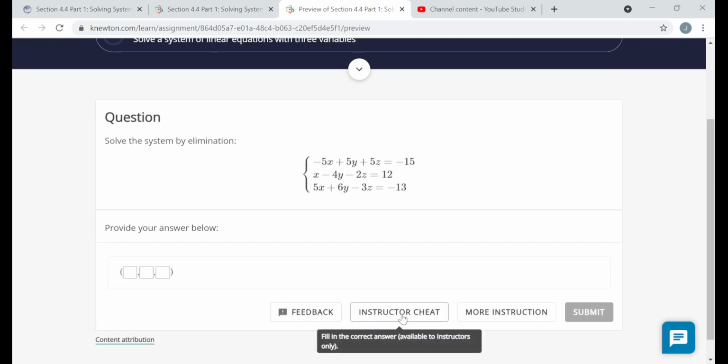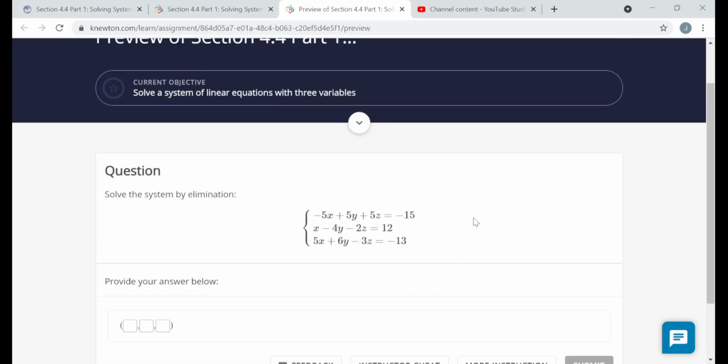You will not see the instructor cheat button. Right? You won't see this. And then you'll have a more instruction button, right, which you click on when you're struggling with a question or an objective, and it'll give you some reading material or maybe a video that'll hopefully help you when you're working on the problems.